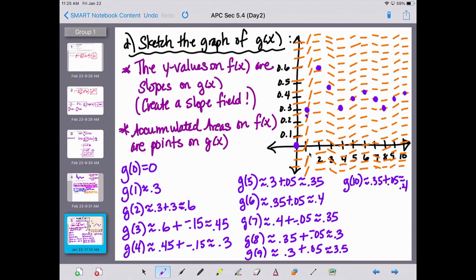And then following the slope field, I connect my values. And it should be pretty easy to do that based on the slope field. It should kind of follow along, which it does. So there we go. That is a sketch of the graph of g of x.